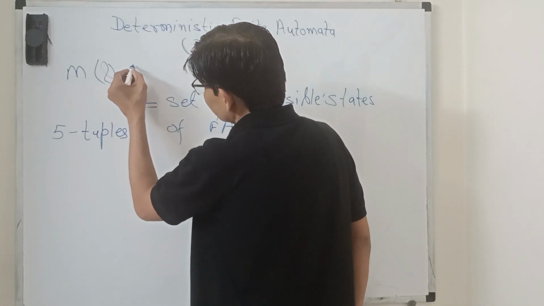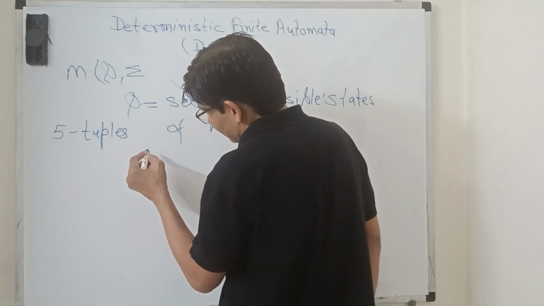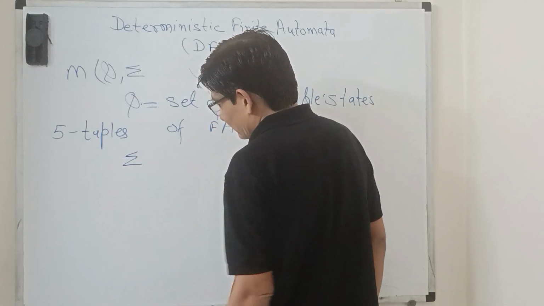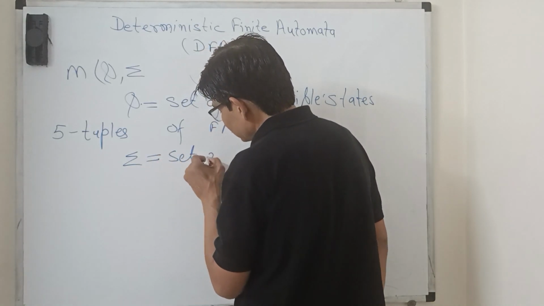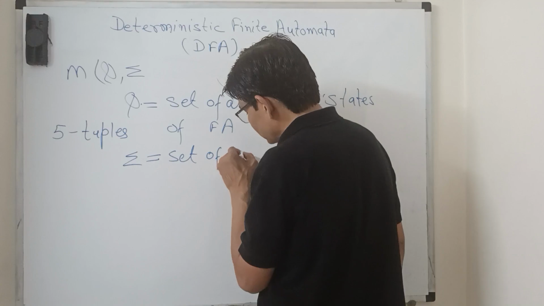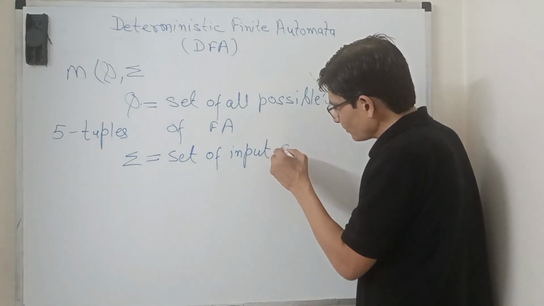Then the next tuple is sigma. And that sigma is basically a set of input symbols.